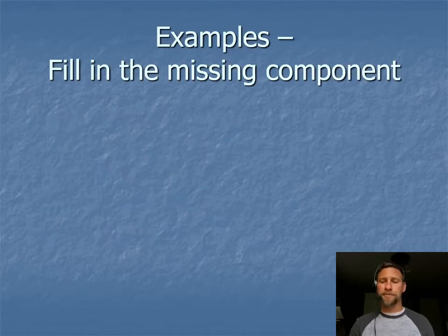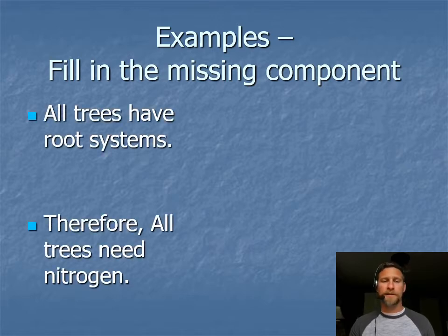Now, let's practice this by filling in the missing component. So, all trees have root systems. There's a blank. Therefore, all trees need nitrogen. So, which component is missing? Premise 1, premise 2, or the conclusion? Premise 2 is missing.